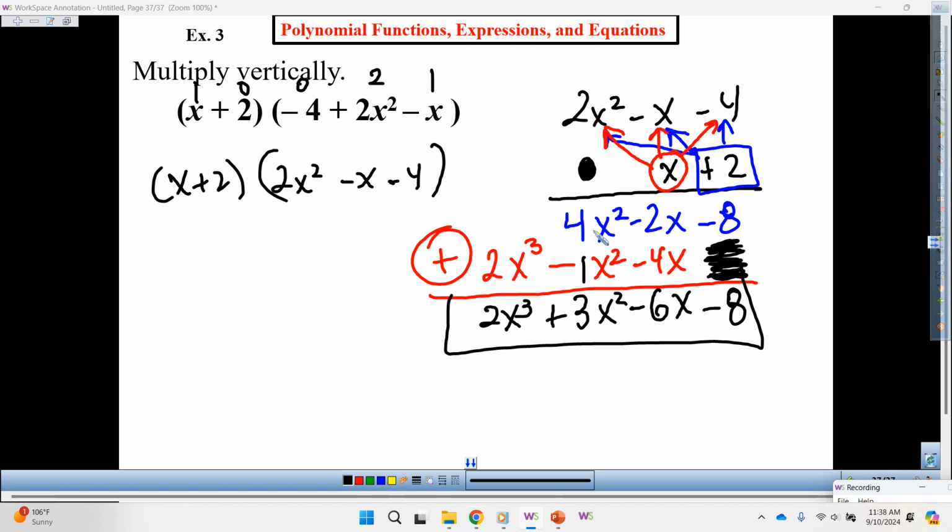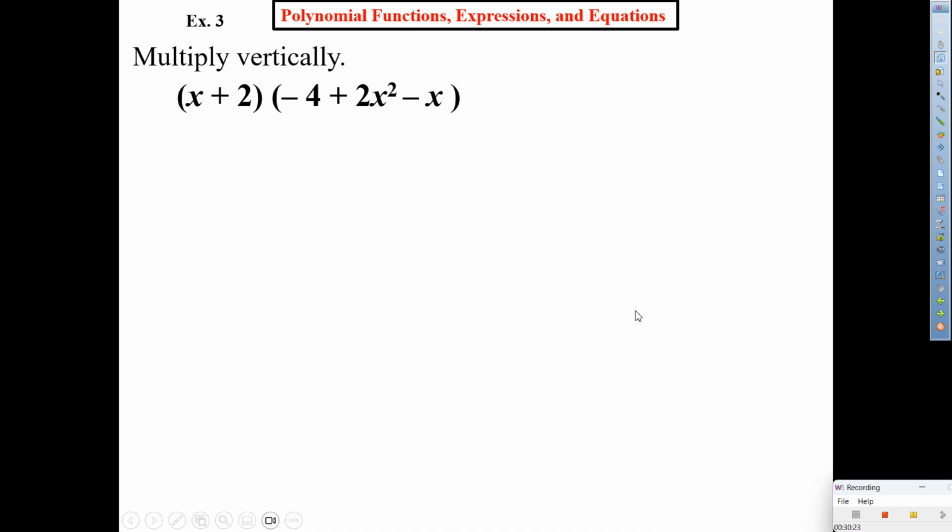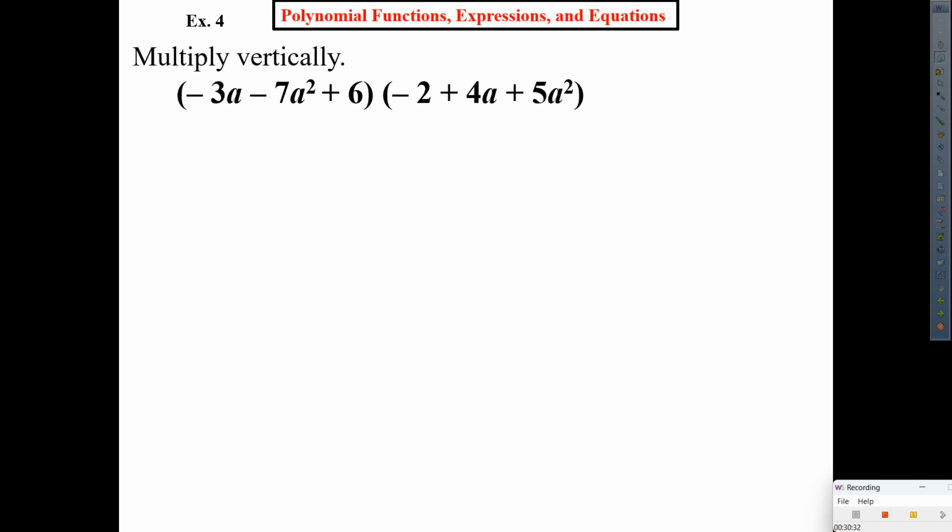All right, so we good, right? So I'm going to give you one to do by yourself. Here we go. Same process. This is a trinomial times trinomial. I'll help you set it up. We multiply vertically: negative 3a minus 7a squared plus 6, and times negative 2 plus 4a plus 5a squared. I'll give you a head start. Copy and go.